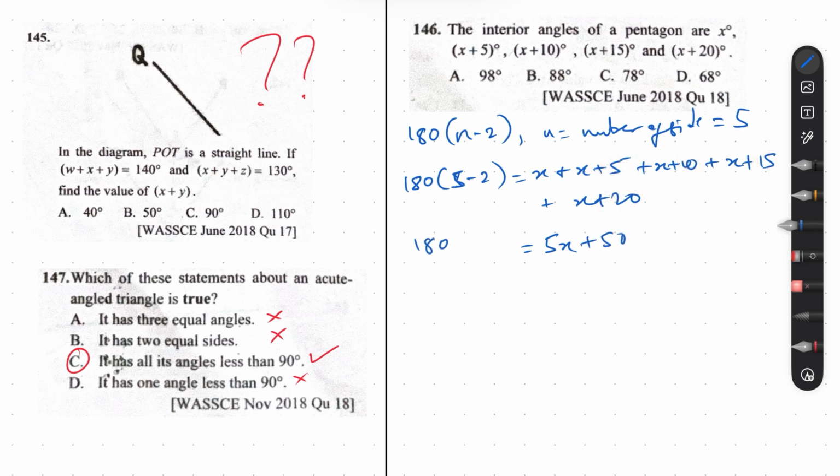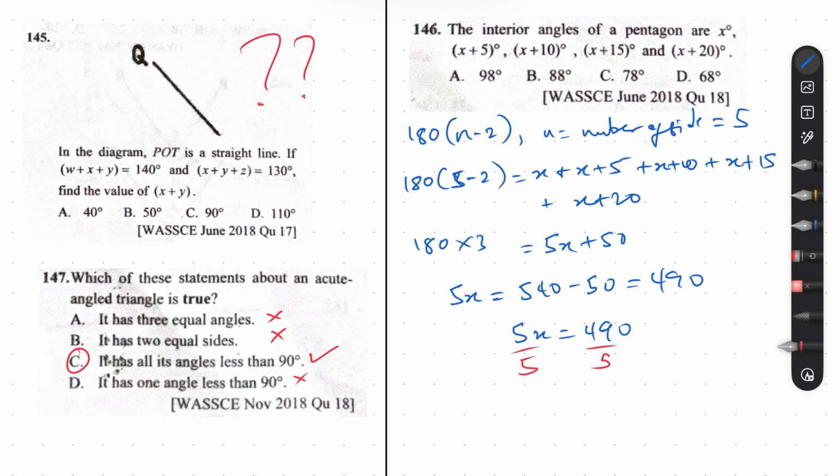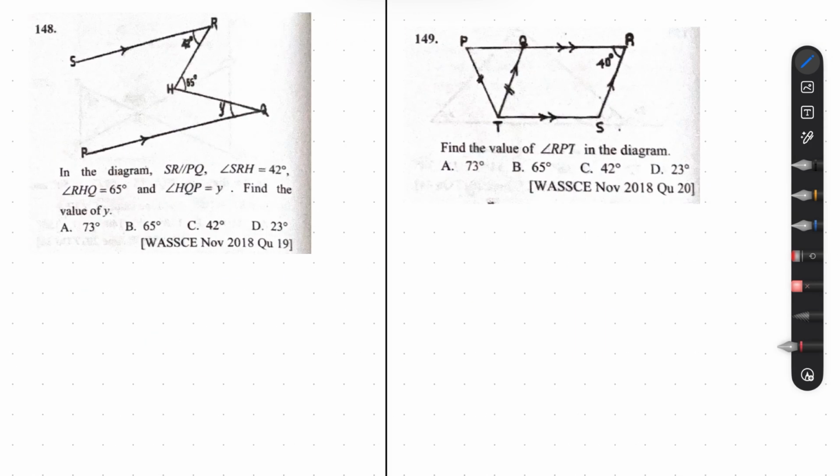180 times 3. So we say 5x is equal to 540 minus 50. It gives us 490. So we say 5x is equal to 490. We divide both sides by 5. What do we get? 5 cancels out. So we have x to be equal to 98. Okay, when you divide this, you have 98. So our x is 98, which is A. Cool. All right, let's move on to question number 148.